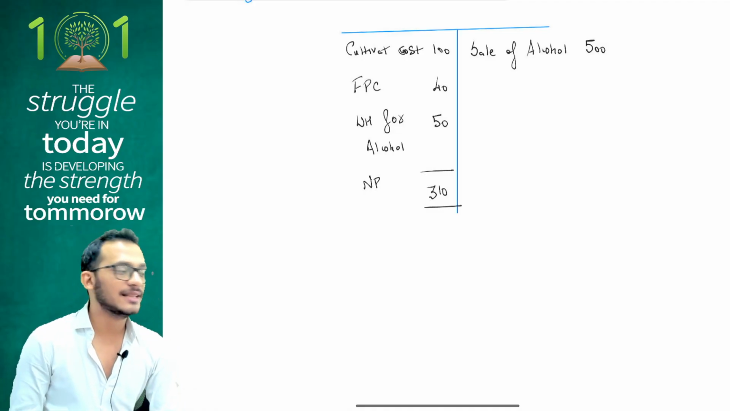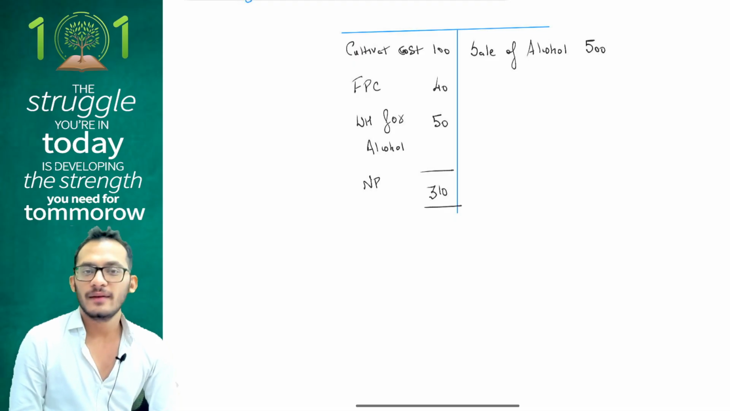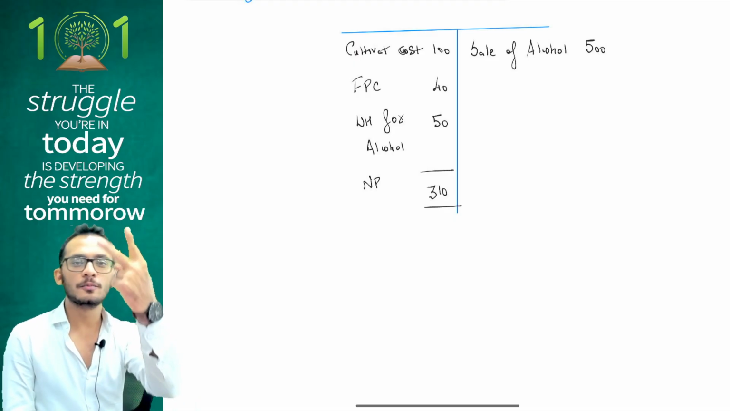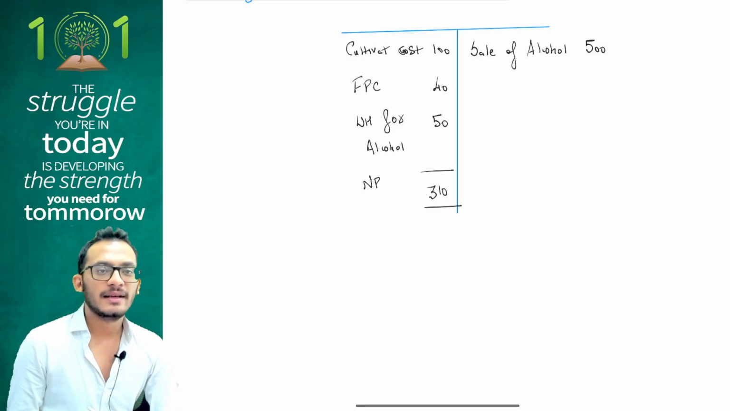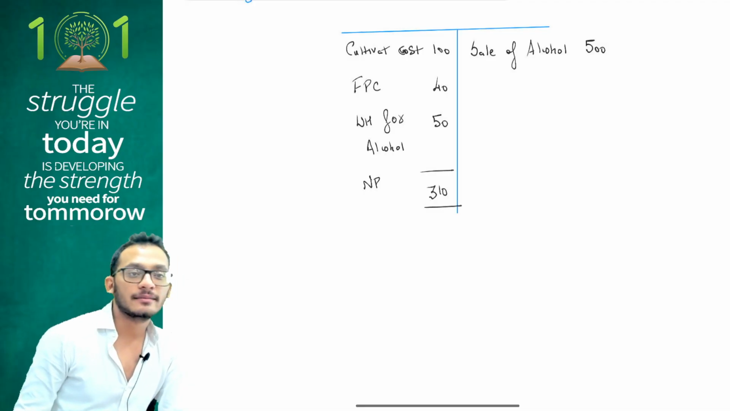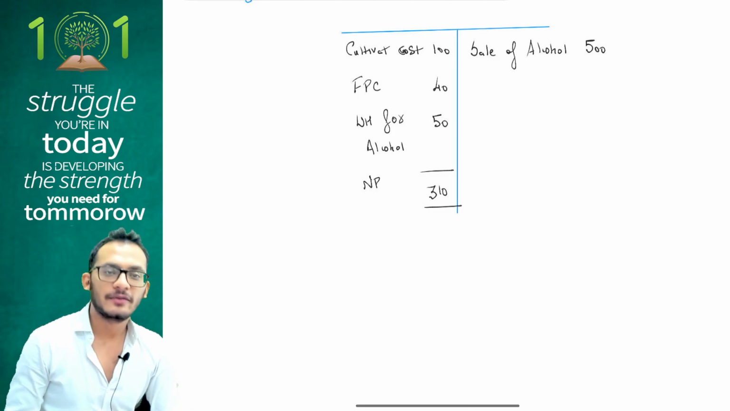I'll make it very simple for you. In costing, we had a chapter called process costing. People, here there are two processes involved. Process 1, make the sugarcane. Process 2, make the alcohol. Sugarcane is happening on the land, alcohol is happening in the factory.